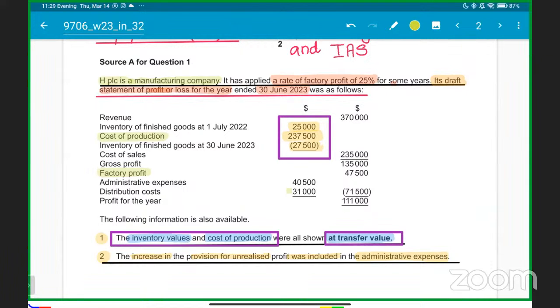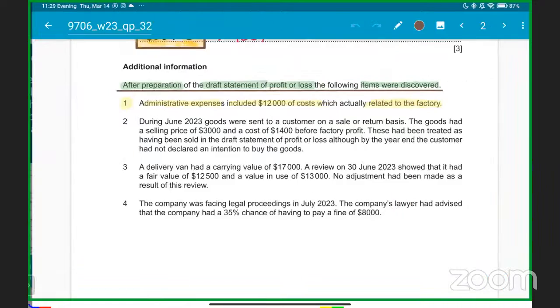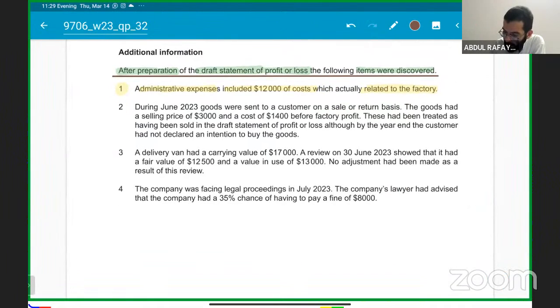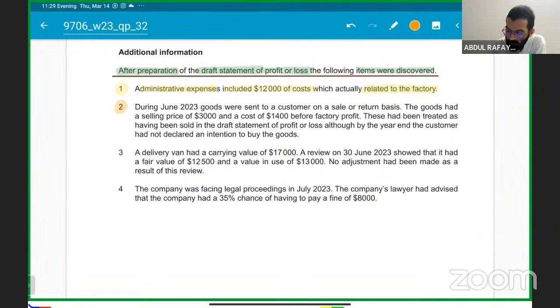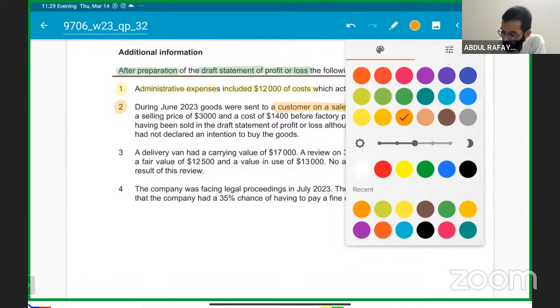Following, and yes, other changes as well. Okay, so there are adjustment number one and adjustment number two. Adjustment number two is a very good concept, which is basically related with the goods sent to customers on sale or return basis. So we'll discuss that as well, how you are going to do that.